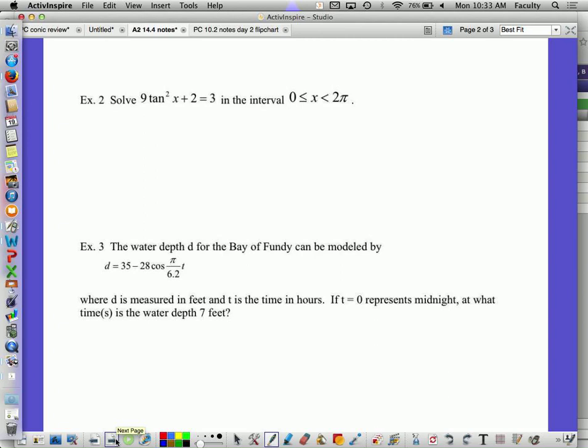Let's move on then to example 2, and you can see how this was that 6th warm-up. But I'm going to do it a little bit differently. I didn't factor it. I subtracted the 2 from both sides. I'm going to do it differently than what the student did. And then I divided by 9. And I got tangent squared x equals 1/9. And then you get plus or minus 1/3.